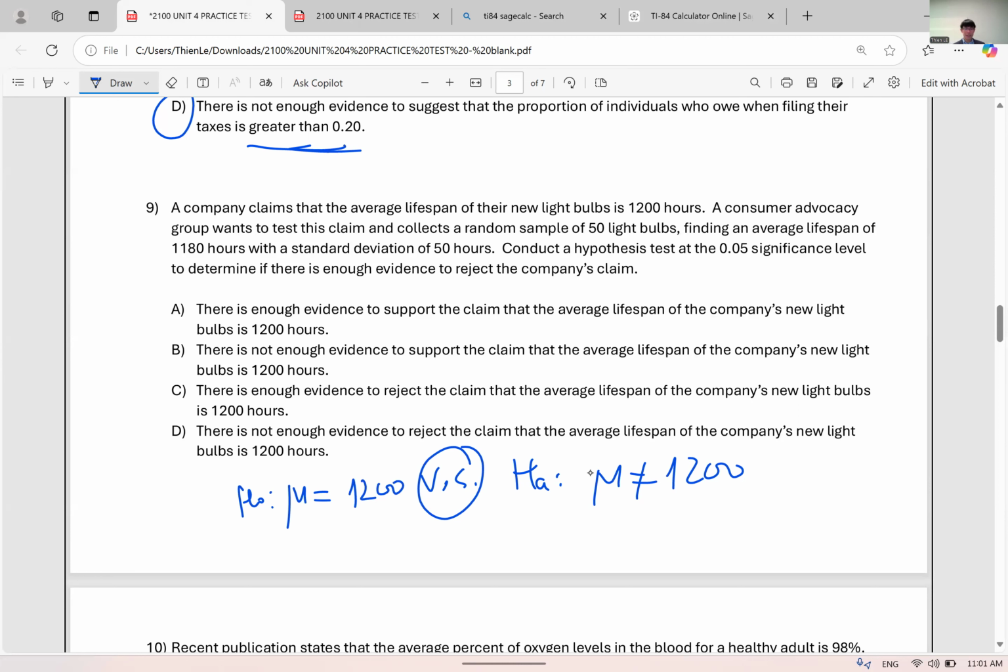So this will be your testing problem. They go against the company, right? They assume the company is correct and see whether they have any evidence to reject that or not. And reject means different, right? They did not say bigger than or less than. And we are testing for an average. So say they have a sample, they get the X bar like this. They have S here, and they have alpha here. Okay.